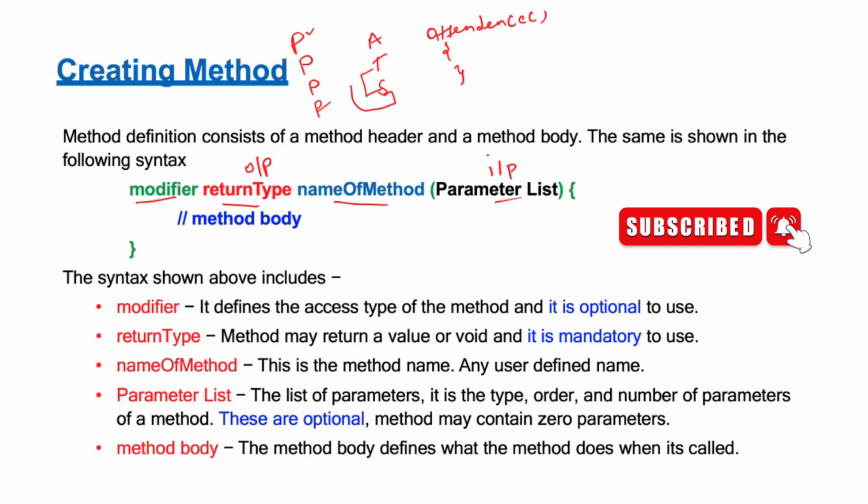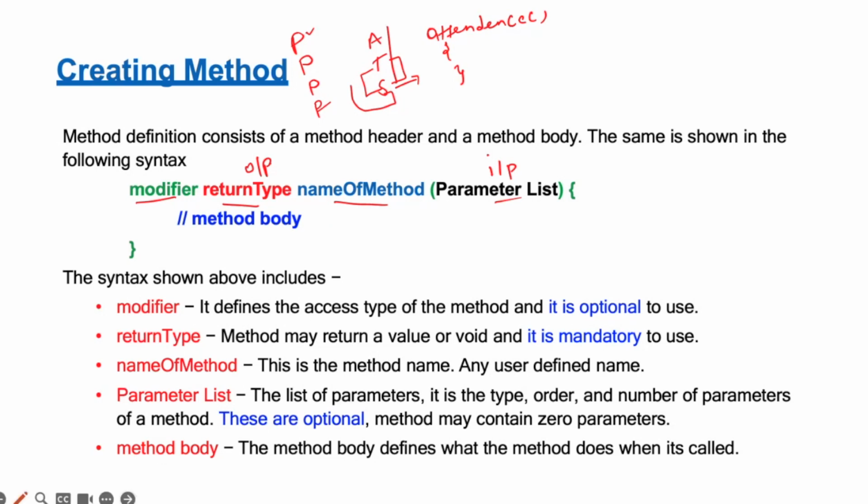Whether you are creating a method for everyone, for a group of people, or only for a specific particular person, that is what is known as a modifier here. Hope you understand.